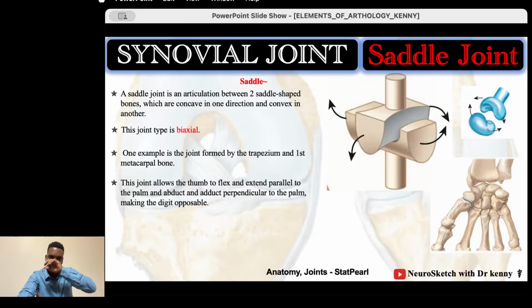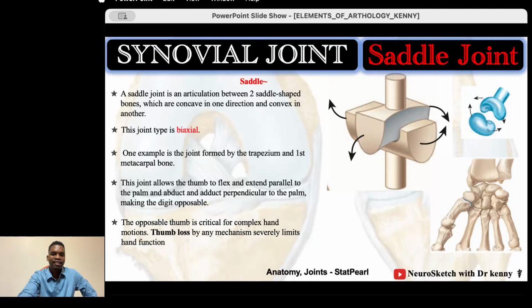So an example is the joint between the trapezium and the first metacarpal. You see this joint here, and you can zoom in and see this bone. It is convex in this direction but concave in this direction, and the other one the other way.